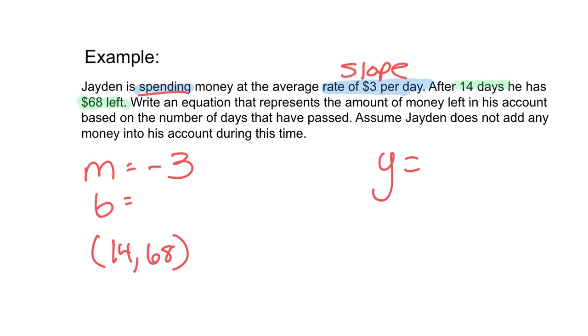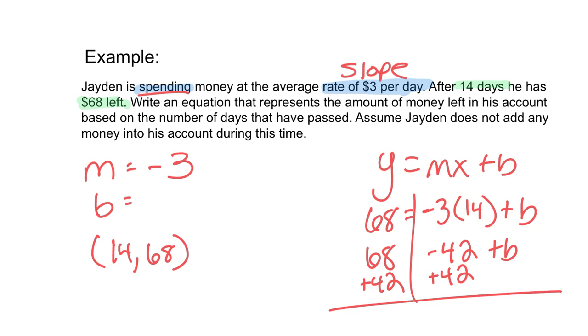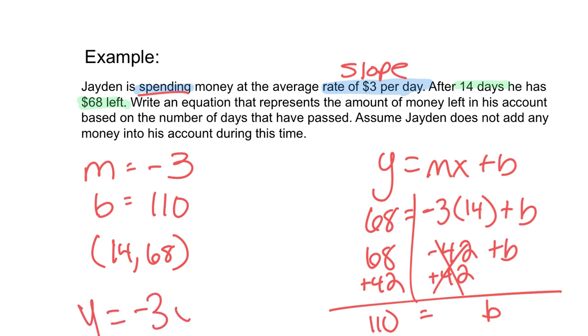So remember, we do that using the y equals mx plus b equation. When we did this in class, we had some folks that had some other ways of coming up with this, and there are other ways you could have done it. But if I do this, I get negative 42. And so I can just turn around and add 42 to both sides. And I find out that he started with $110. So my equation is negative 3x plus 110.